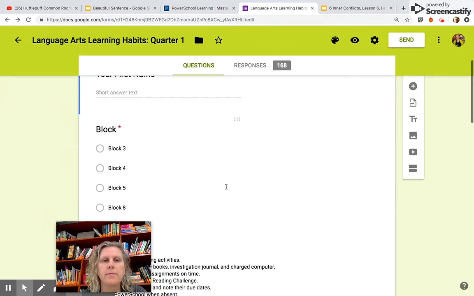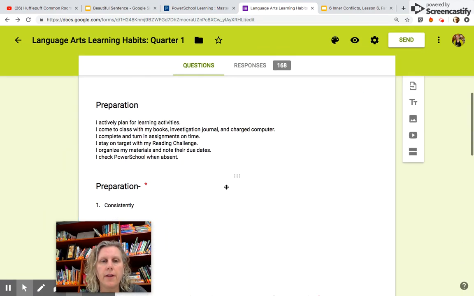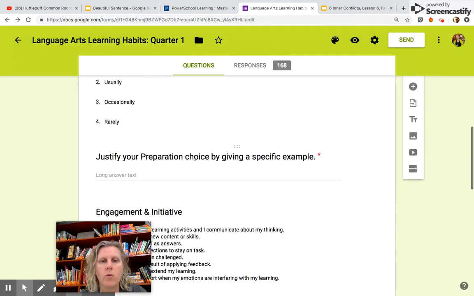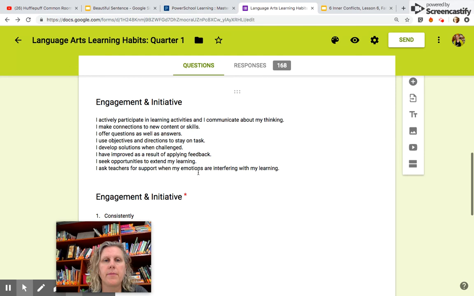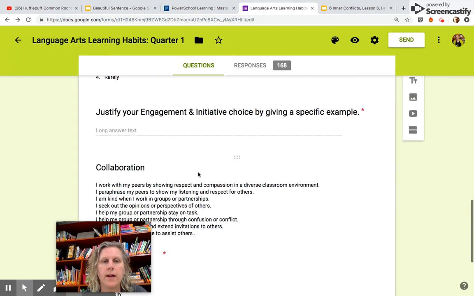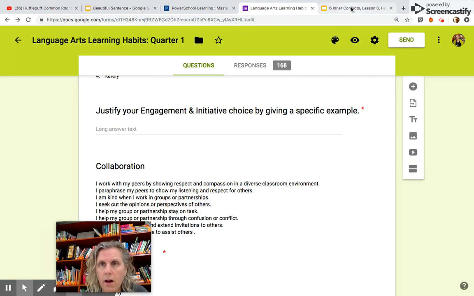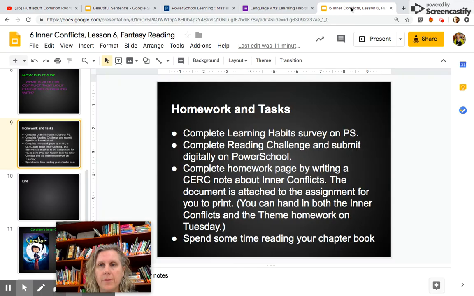It's really simple. You just put in your block and your name. You mark yourself for preparation and give one example and then rinse and repeat. Same thing for engagement and initiative and then for collaboration at the end. All right, that's the first thing because I need that because I am working on report cards. So you need to get that done.